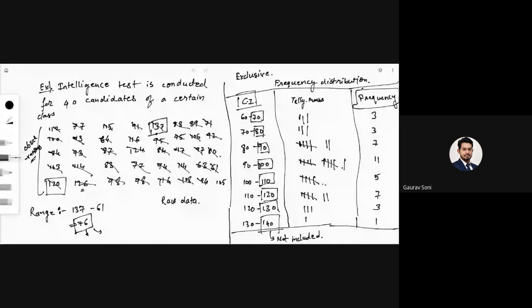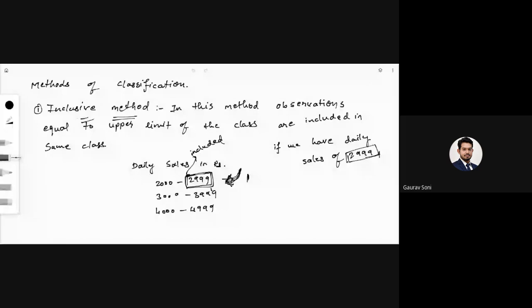Whereas if I go to the example that we solved earlier, for this 120 entry, I said that this was included in the next class, not in this class. So this upper limit is not included in this class interval. That's why this is exclusive, because the upper limit is excluded. So that's why this classification is exclusive classification, whereas this one that I have written here is inclusive.